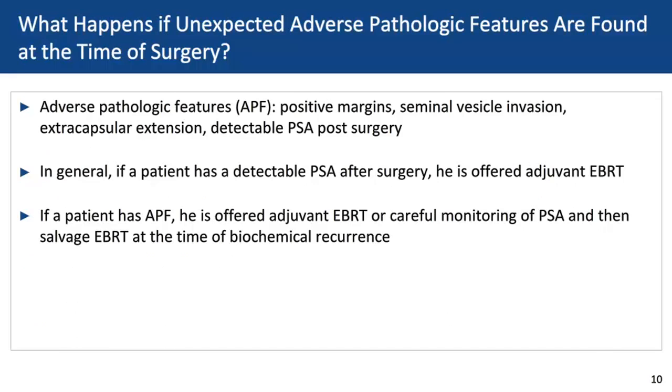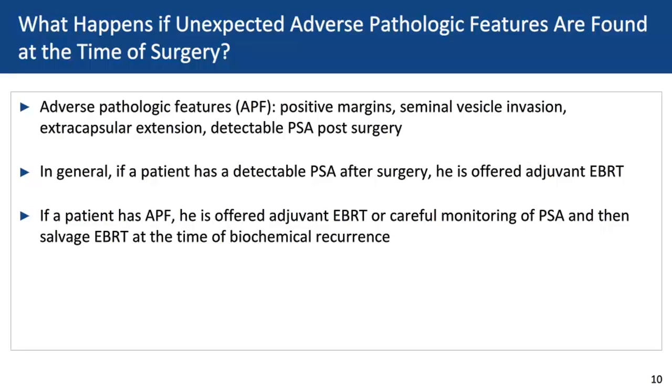What happens if there's a surprise at the time of surgery and unexpected adverse pathologic features are found? Adverse pathologic features, or APFs, include positive margins, seminal vesicle invasions, extracapsular extension, or if a patient ends up with a detectable PSA post-surgery. In general, if a patient has a detectable PSA after surgery, he is offered adjuvant external beam radiation therapy almost immediately.